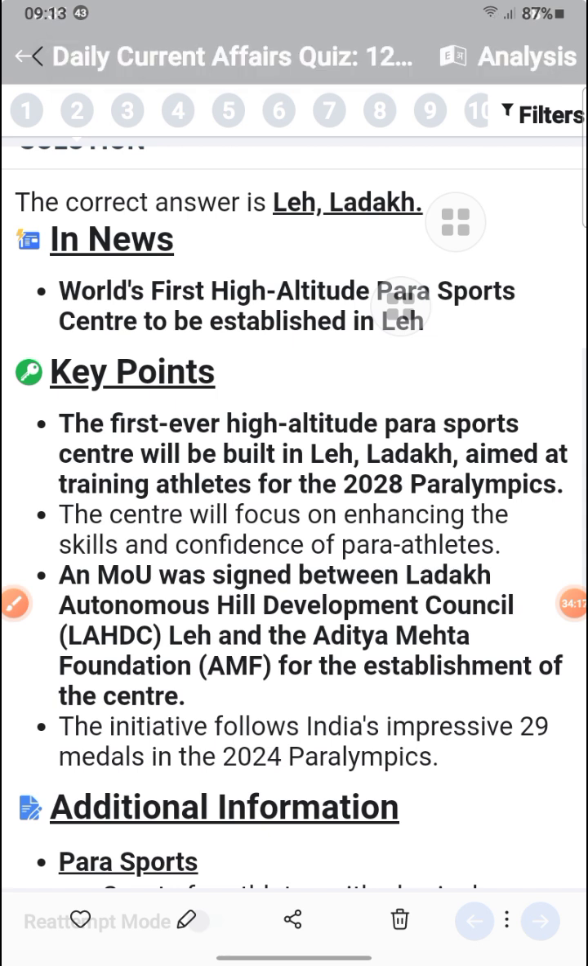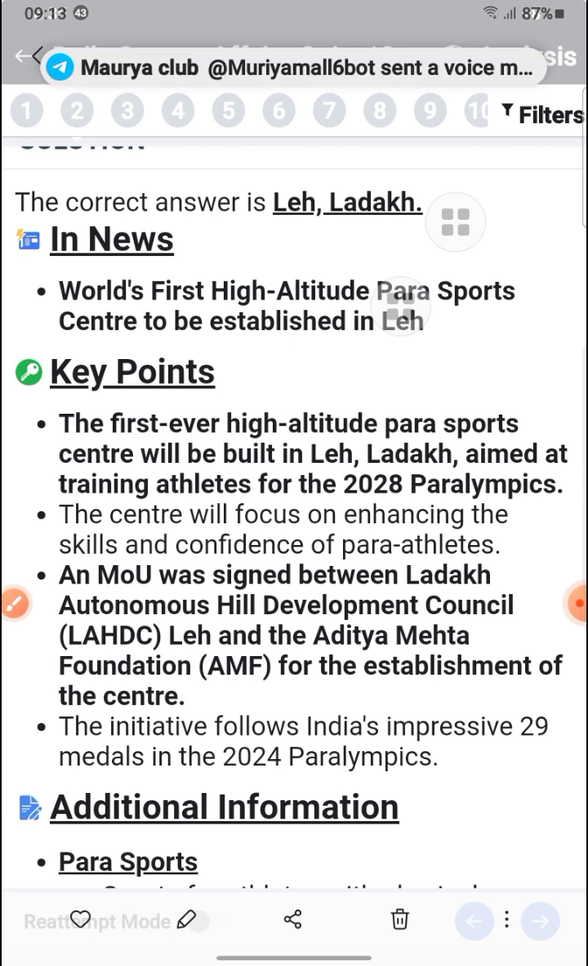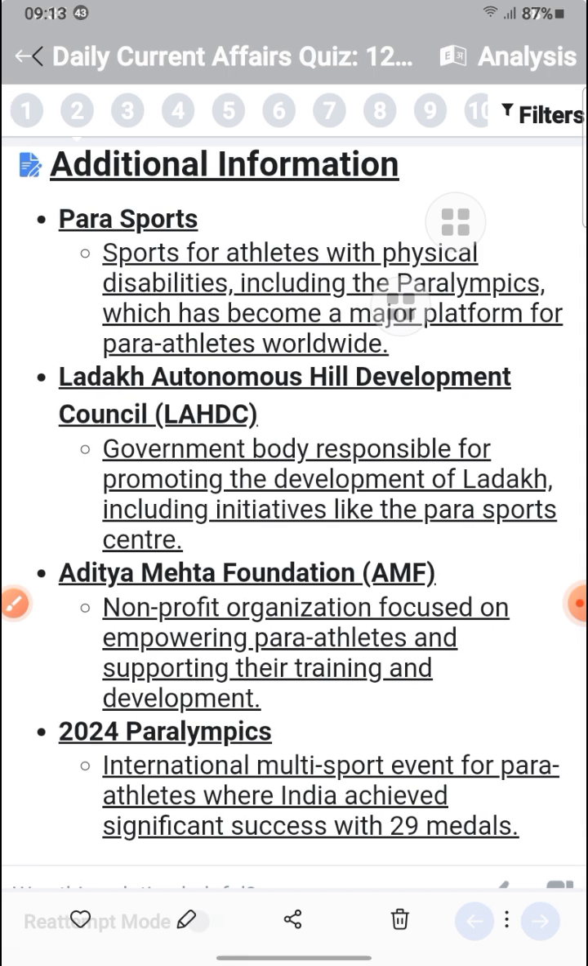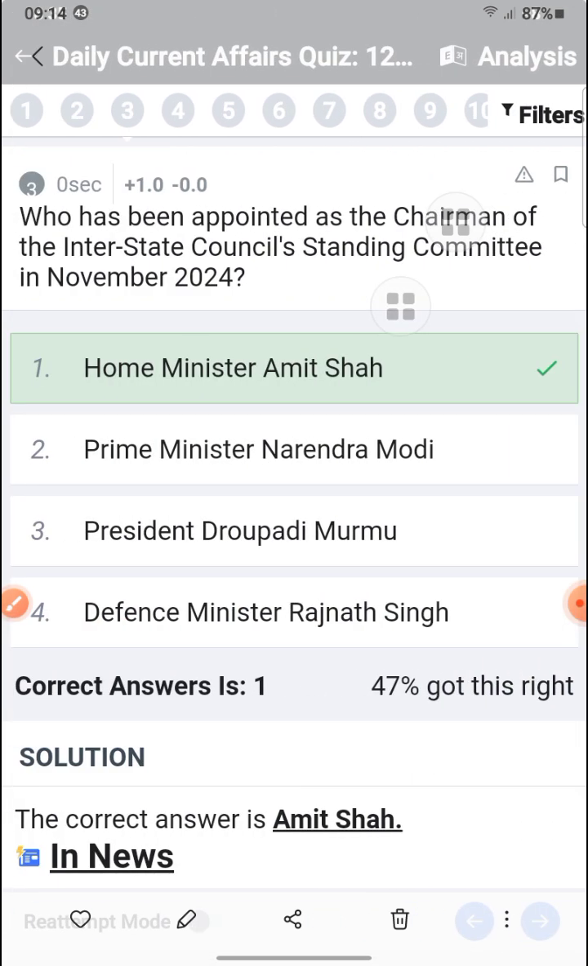An MOU was signed between the Ladakh Autonomous Hill Development Council and the Aditya Mehta Foundation. So this was the first high altitude para sports center in Ladakh. Para sports are for athletes with physical disability. The Ladakh Autonomous Hill Development Council is the government body responsible for promoting development of Ladakh, including para sports. Aditya Mehta Foundation is a non-profit focused on empowering para athletes. At the 2020 Paralympics, Indian para athletes achieved significant success with 29 medals.